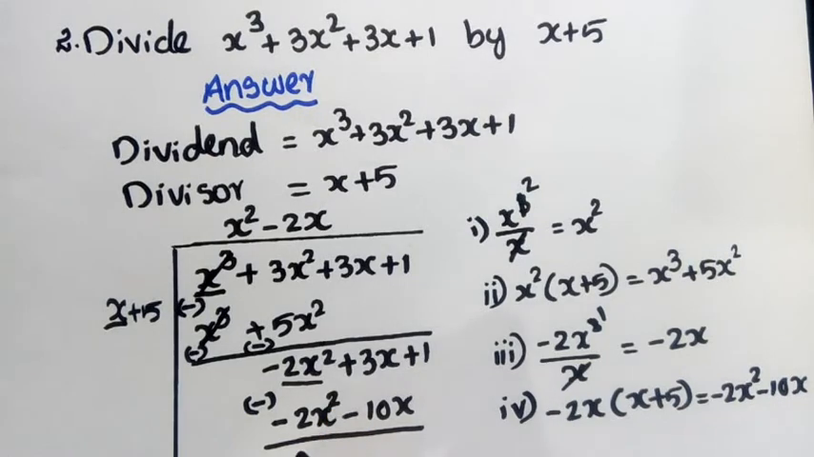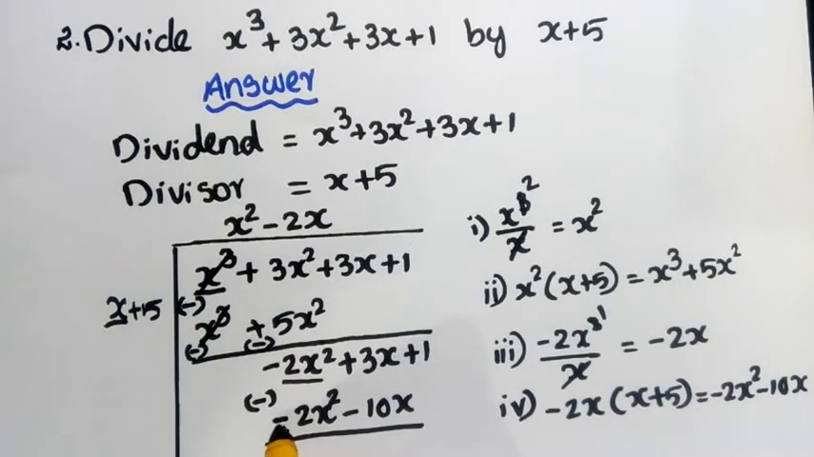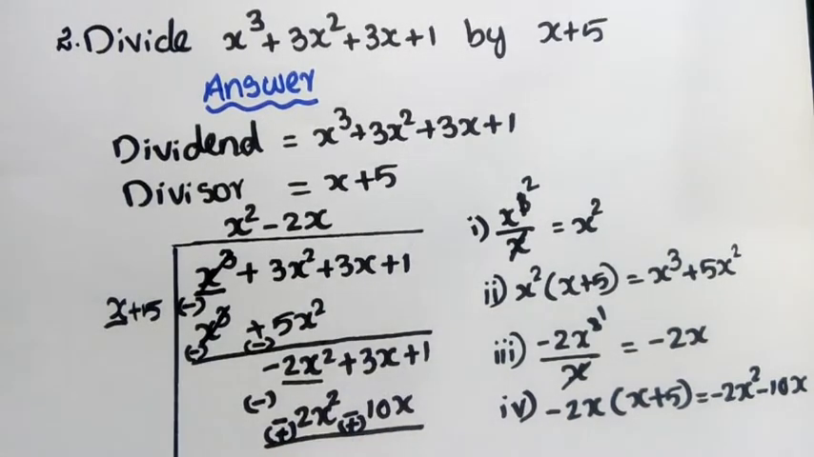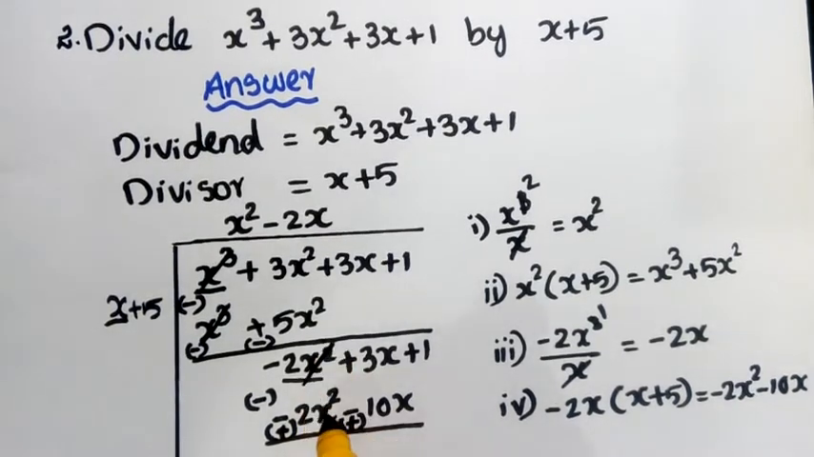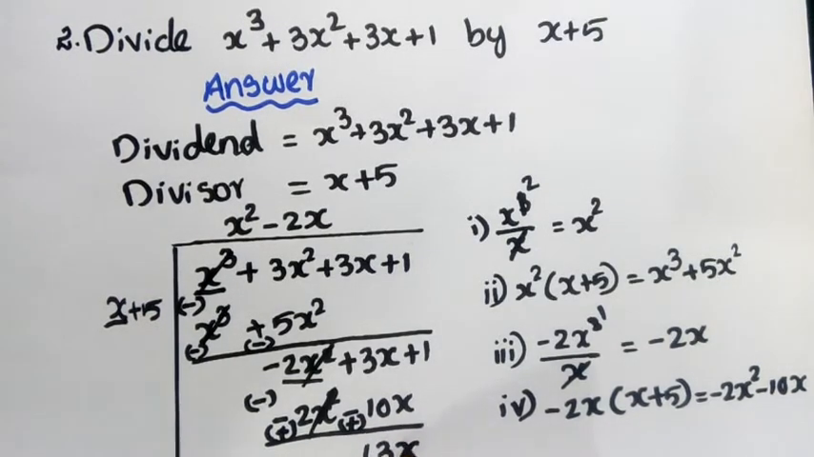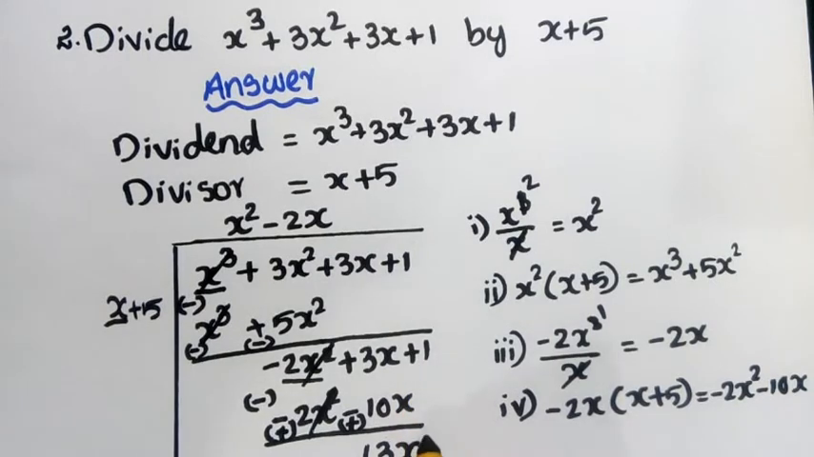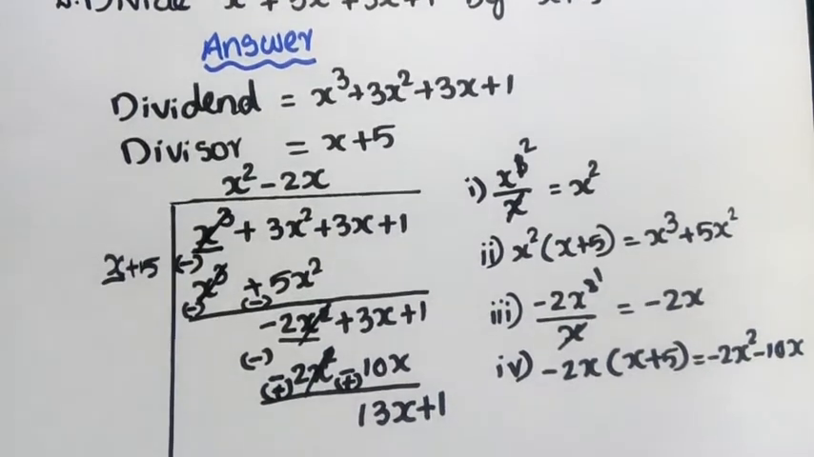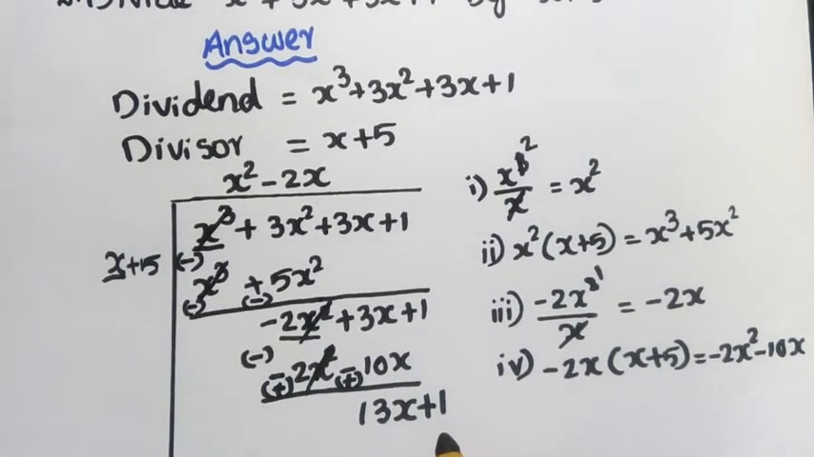Before subtraction, change the sign of the second expression. Here, this minus will change into plus. This minus also change into plus. Now do the subtraction. Minus 2x square plus 2x square, 0, it will cancel. Plus 3x plus 10x, 13x. One term is balance here. Write it down. Plus 1. Now we have the remainder 13x plus 1.